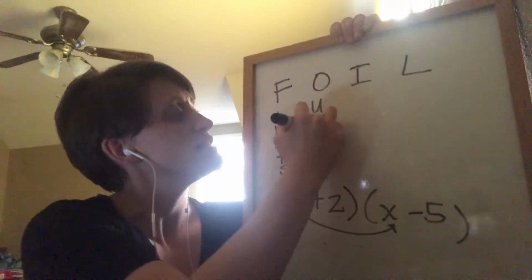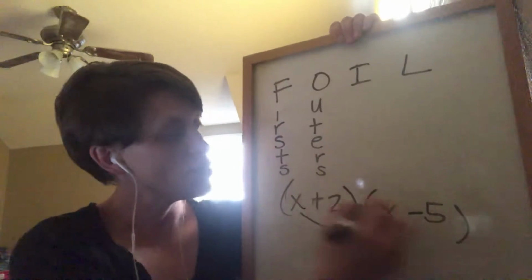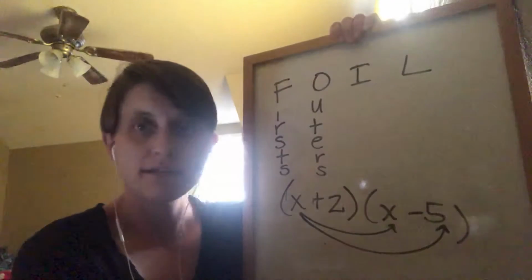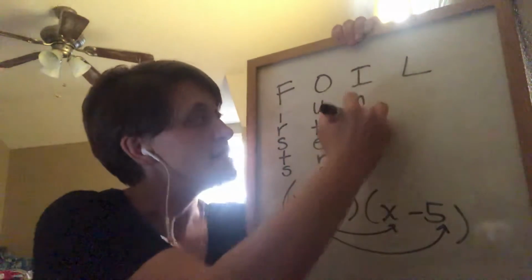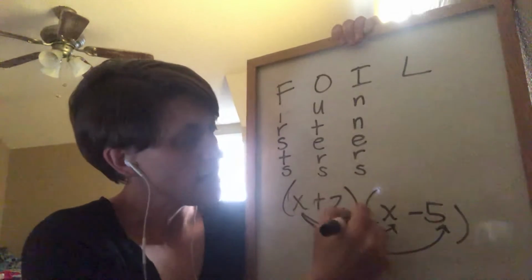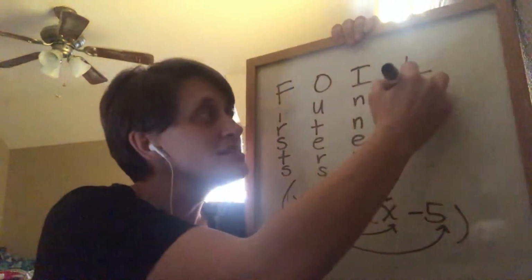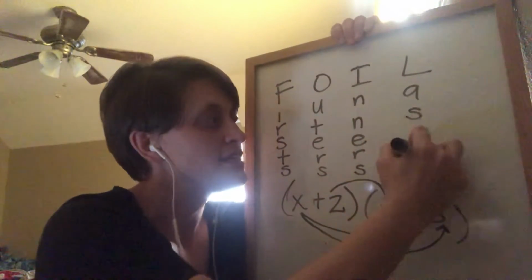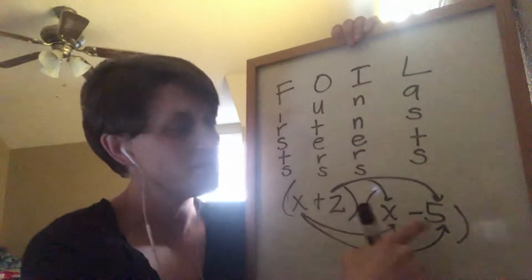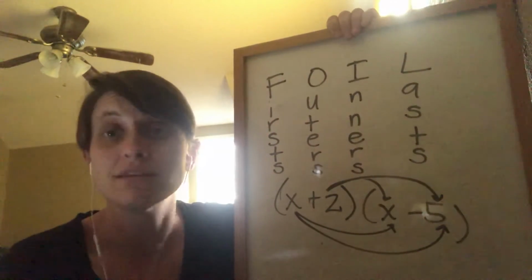O stands for outers. So we'd want to do the outside terms next. So you'd want to do these two together next. I stands for inners. So the inside terms, these two. And then L stands for lasts. So the last terms in each factor, this one and this one. And if you look at it, it looks just like the distributive property because that's all it is.